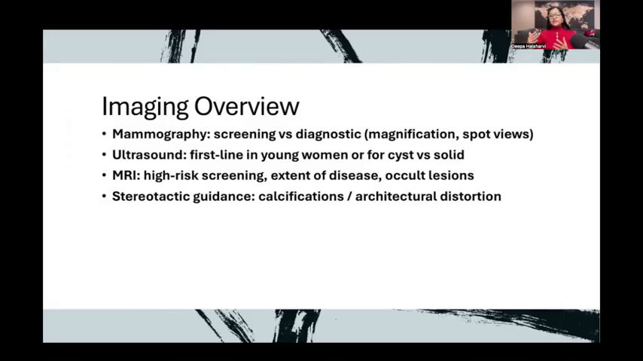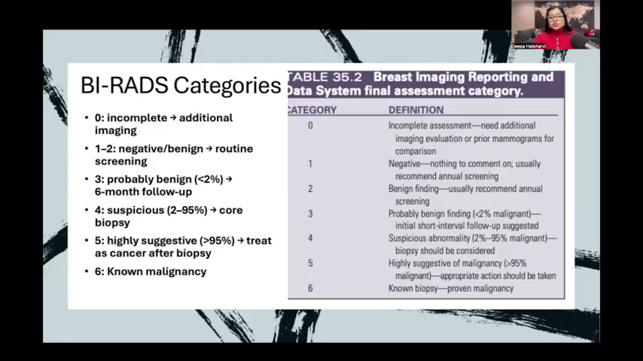They usually have magnification and spot compression views. Ultrasound is first in young women for cysts or solid lesions that they present with. MRI typically is reserved for high-risk screening, to rule out extent of disease if they have breast cancer, if they have implants, if they have a BRCA mutation, or if they have occult lesions. Those are all general guidelines. NCCN has a good list for who needs an MRI. And we typically get a stereotactic biopsy for calcifications or architectural distortion seen on a mammogram.